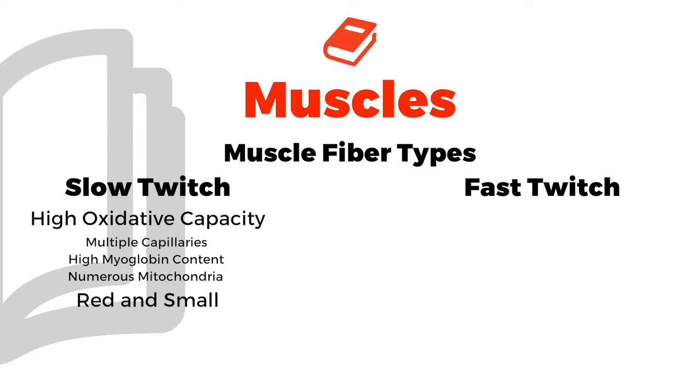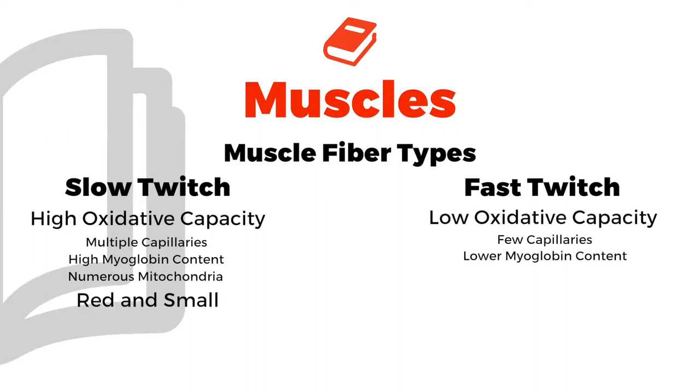Fast twitch fibers, on the other hand, they are a little different. They have low oxidative capacity, and that's because they have fewer capillaries, lower myoglobin content, and fewer mitochondria. Also, these fibers are large and white, and they provide powerful rapid action for jumping, sprinting, and other energies like that. The next section of muscle fibers, I would just read through.